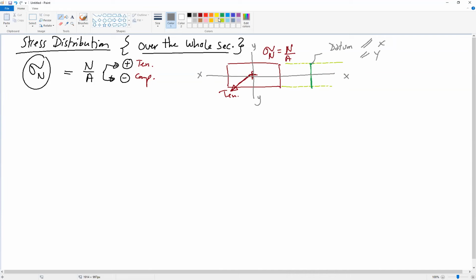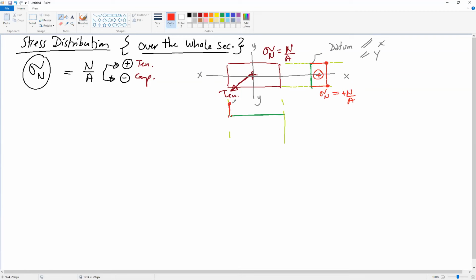Okay, so in other cases I can draw the datum in this direction, so it doesn't matter. Now if we plot the value of stress, the value of stress is constant, and this value is called sigma N equal to N by A. If the force is tension, this is positive, and we can put a positive sign here. And if we want to draw it in this direction, I will put it above the datum because it is positive.